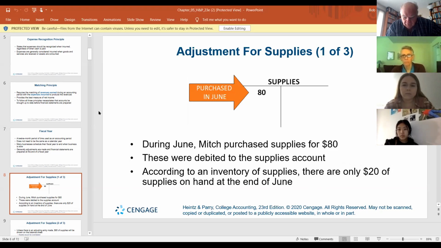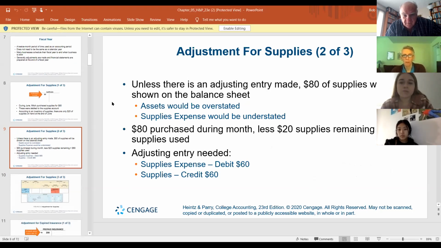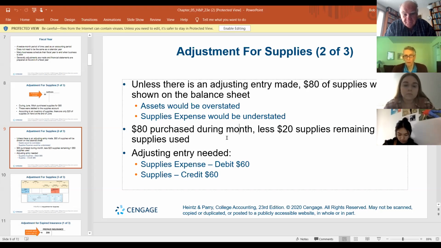Our adjusting journal entry is... they're saying what happens if you don't make these entries. And I'll go back over that at another time. But if you don't make these entries, your assets are going to be wrong. It just means things are wrong if you don't make these entries. So we used 60. Look at our adjusting journal entry.